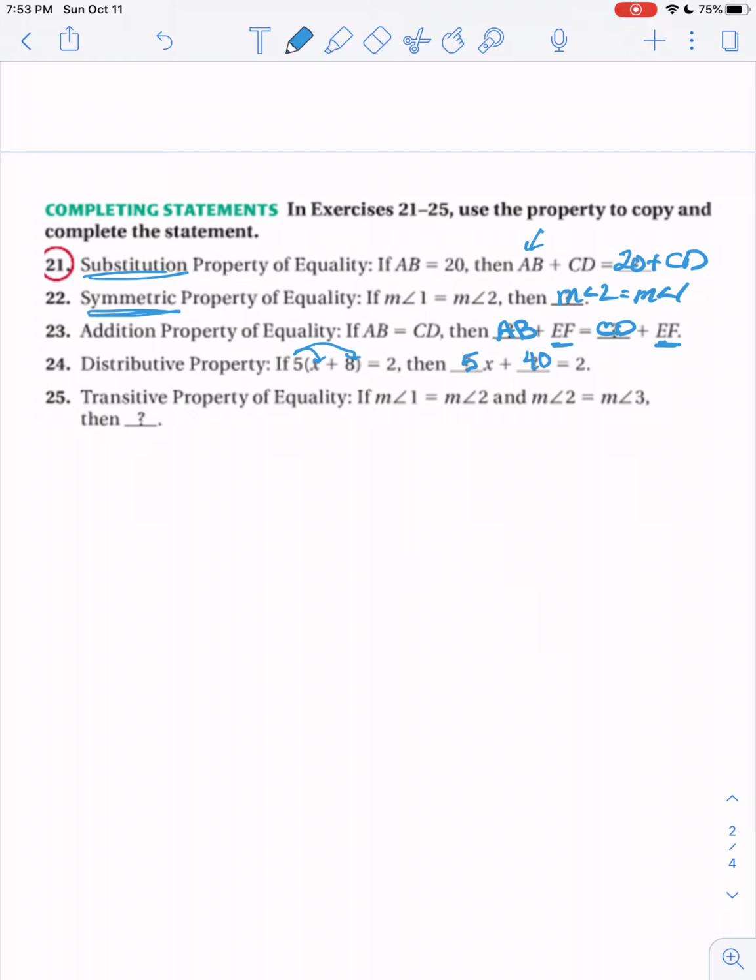And last one, transitive. Remember, that's when you can sort of get rid of this middle. And so if the measure of angle 1 equals the measure of angle 2, and the measure of angle 2 equals the measure of angle 3, then you can say that the measure of angle 1 must equal the measure of angle 3.